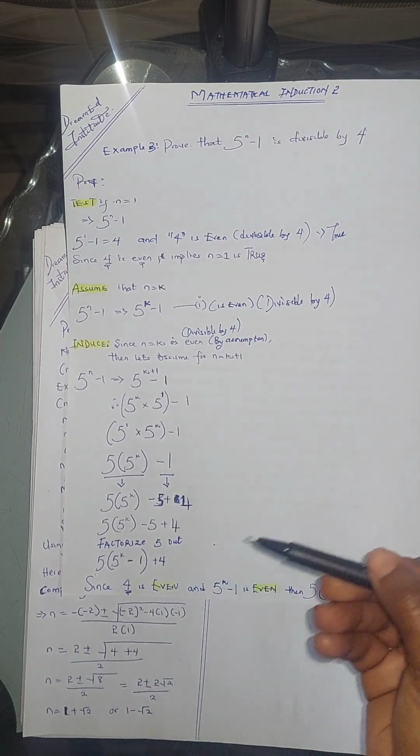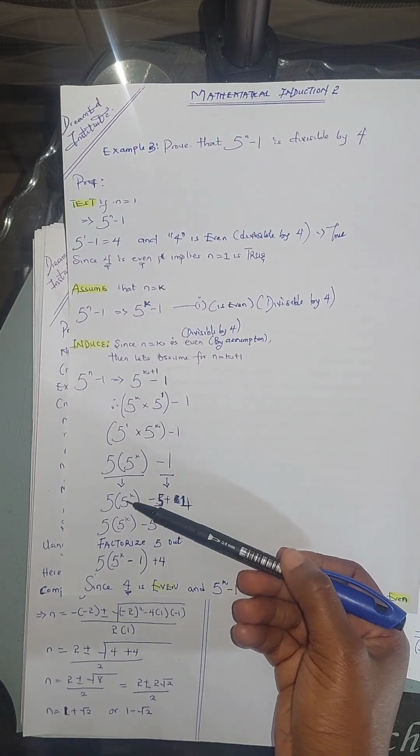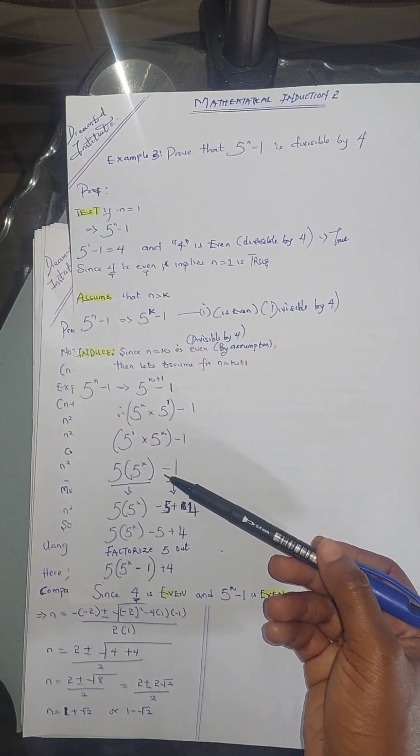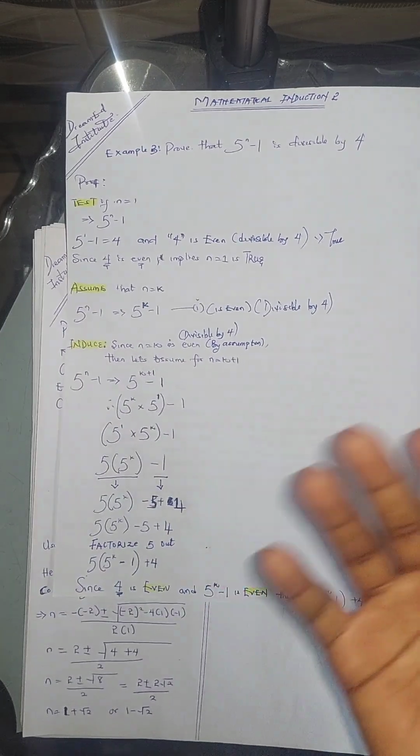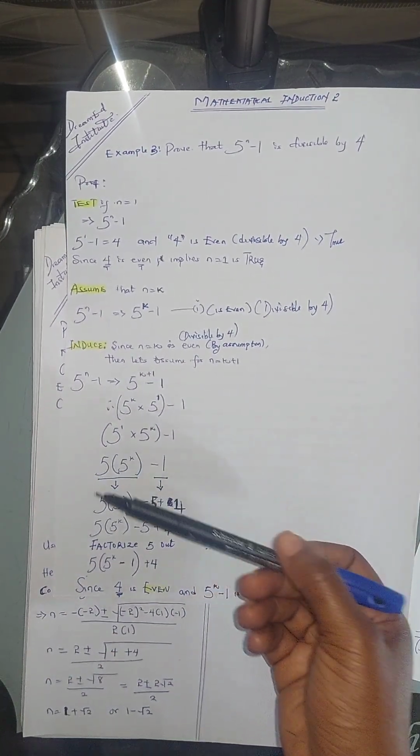I'll give you the scope to it, or the code per se. So now just write this back, but now we need to try to write minus 1 in form of 5, because we want to be able to factorize.